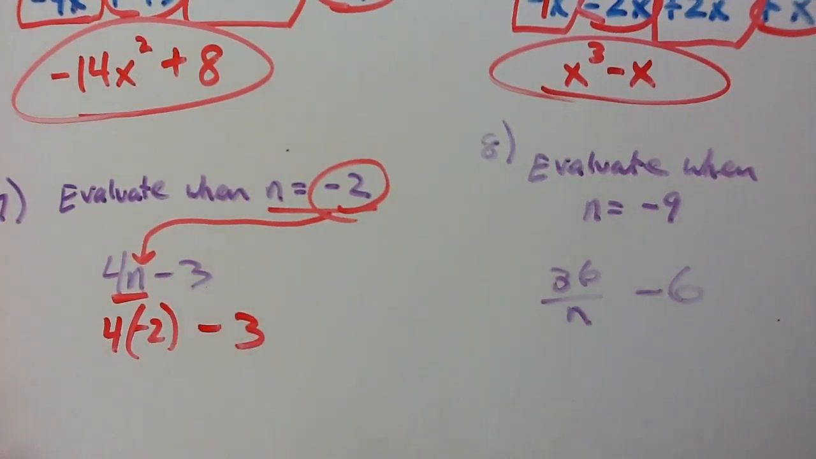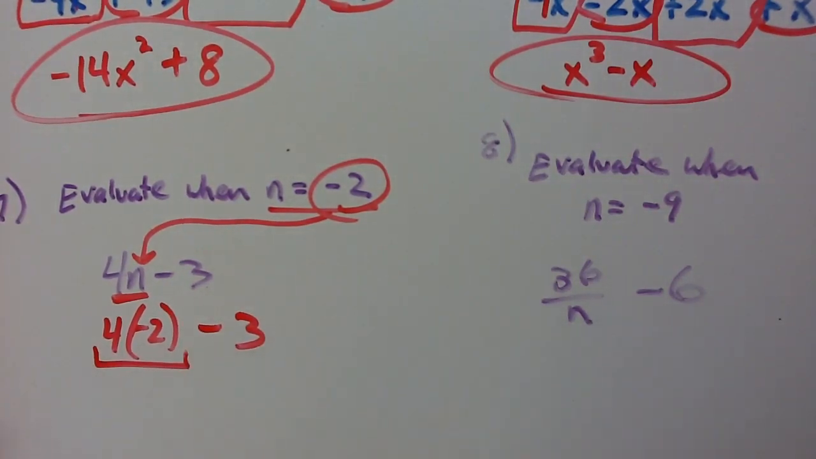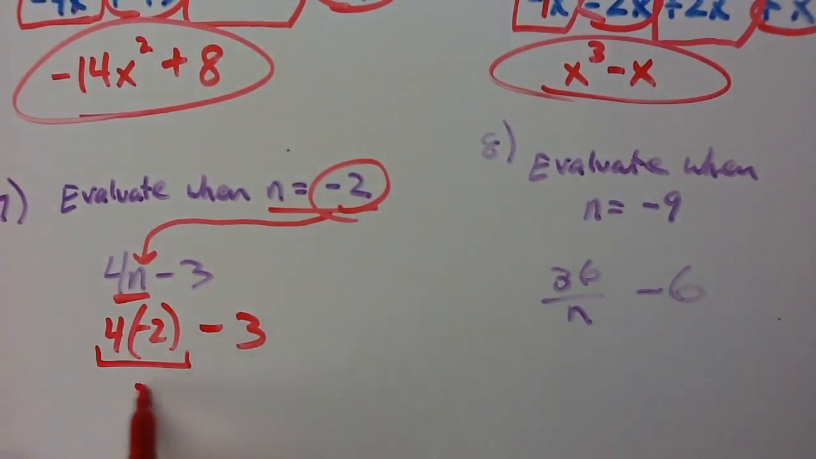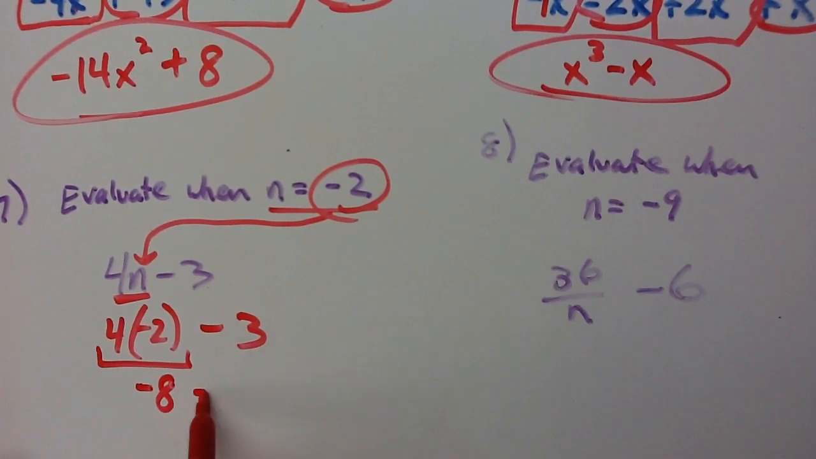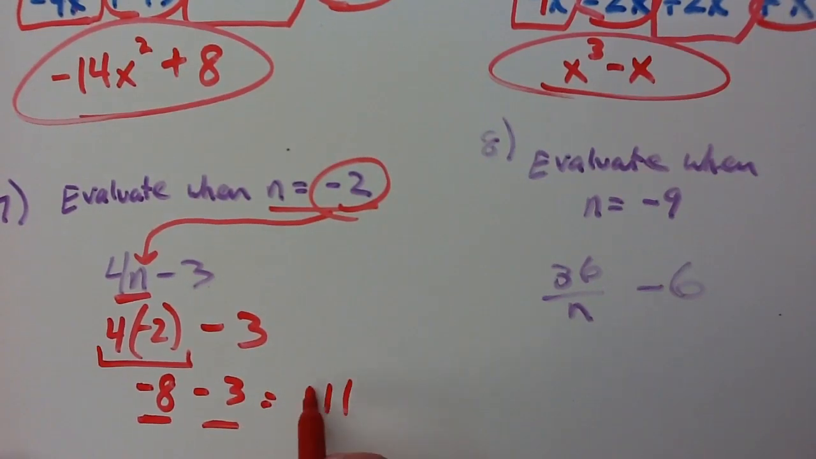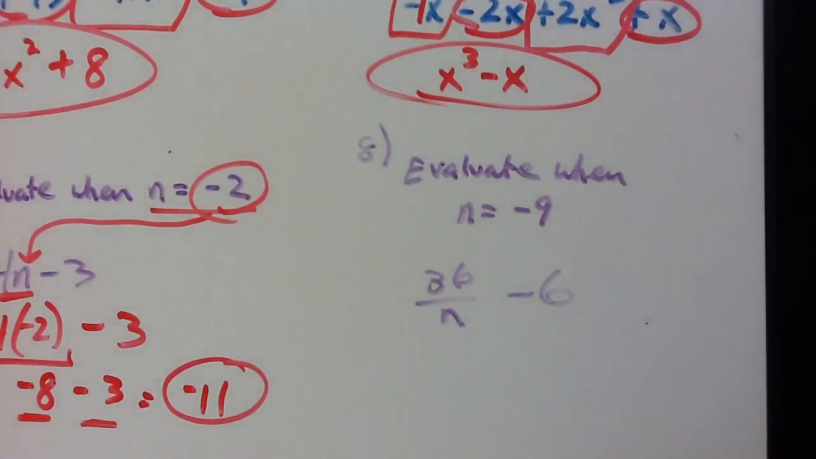It says minus 3. Now, I have to use order of operations here. I can't subtract before I multiply, right? PEMDAS, please excuse my dear Aunt Sally. I have to multiply this first because it's multiplication. What's 4 times negative 2? That's negative 8. I still need to subtract 3. So here I have negative 8 minus 3. Aren't these same sign? They're both negative. So I would add and keep the sign. So negative 11.